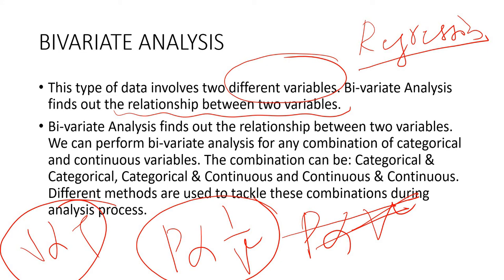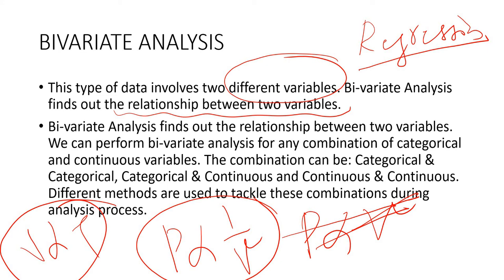As discussed, we can perform bivariate analysis for any combination of categorical and continuous variables. Variables are of two types. One is categorical variables and the other is continuous variables. For example, continuous variables: weights of the students in a class, continuous variable. Height of the students in a class, continuous variable. Then marks of the students in a class, continuous variable.